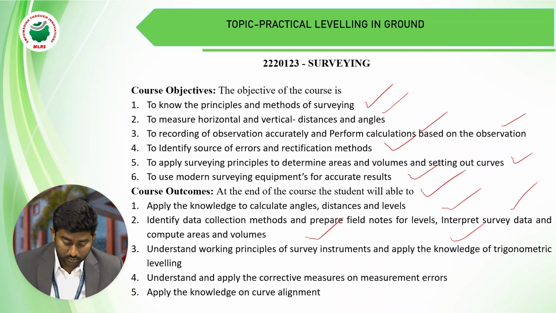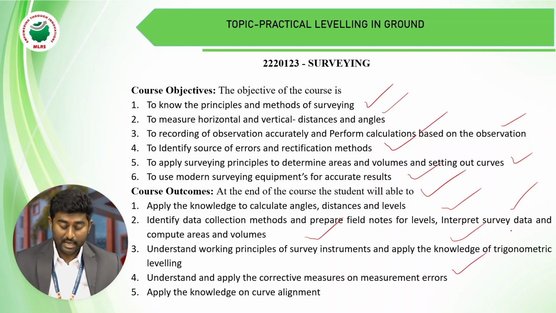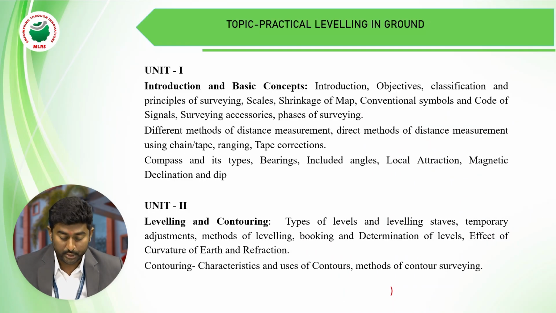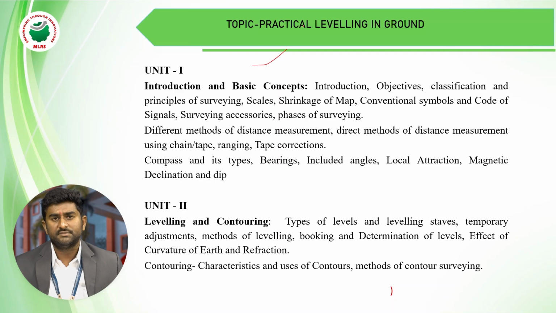Next, the fourth course outcome in land surveying is to understand and apply corrective measures for measurement errors in surveying. Now the last and final course outcome is to apply knowledge on curve alignment. Next, let us go through the first unit, introduction and basic concepts in surveying.